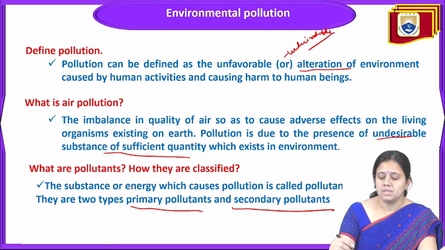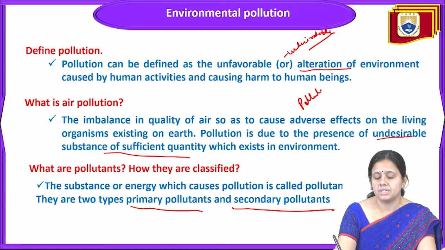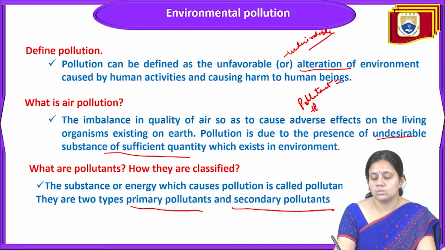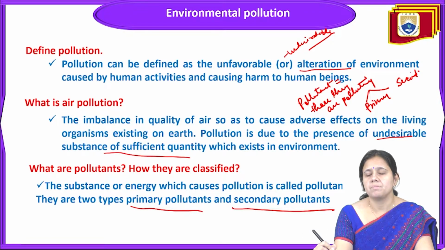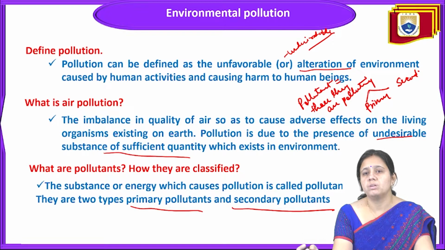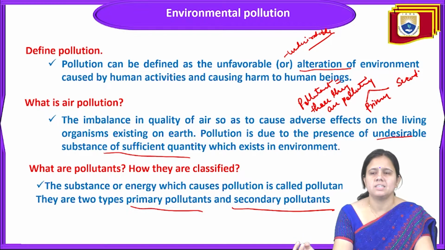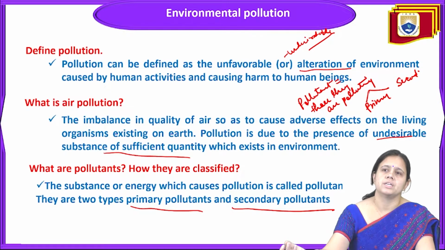So we understand that pollutants are those things that are polluting, and they are of two types: primary and secondary. A pollutant is a substance or energy which causes pollution. Any agent or anything that is causing pollution we can say is a pollutant.